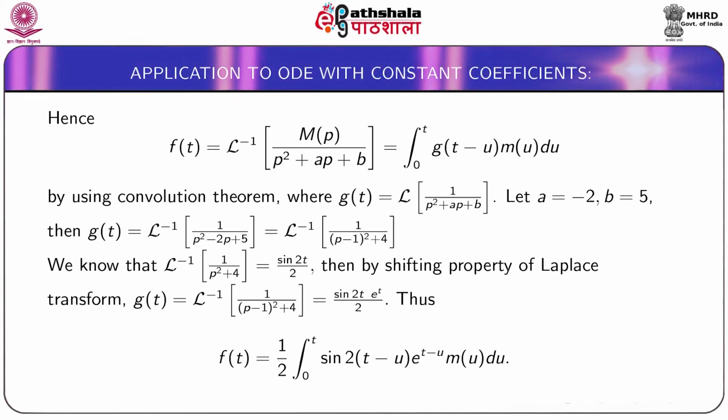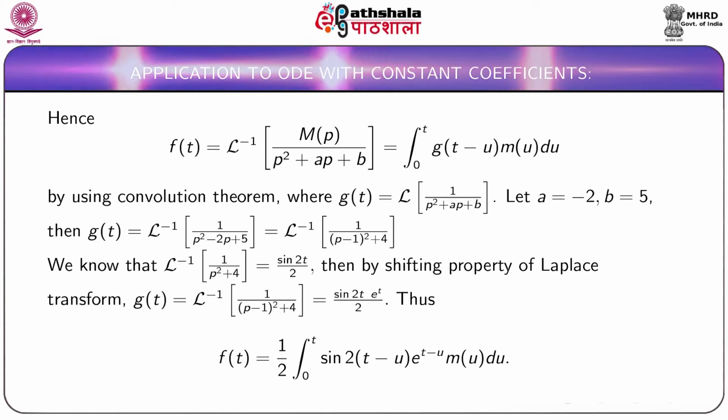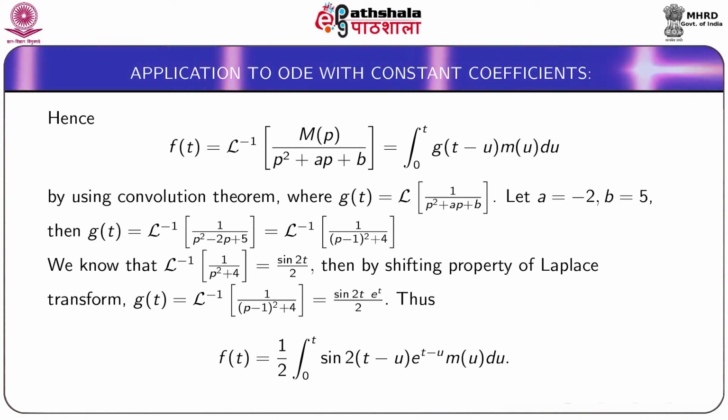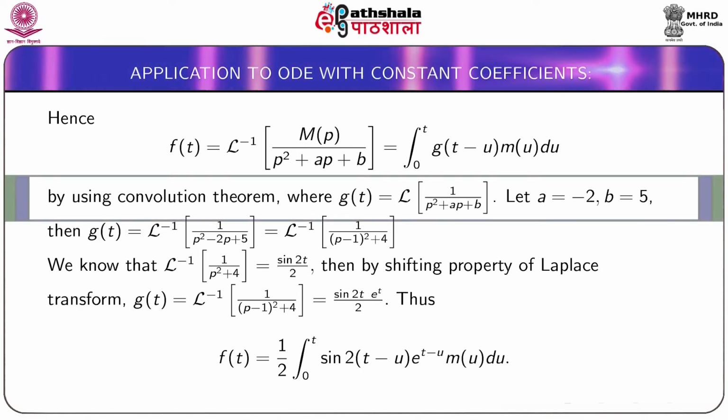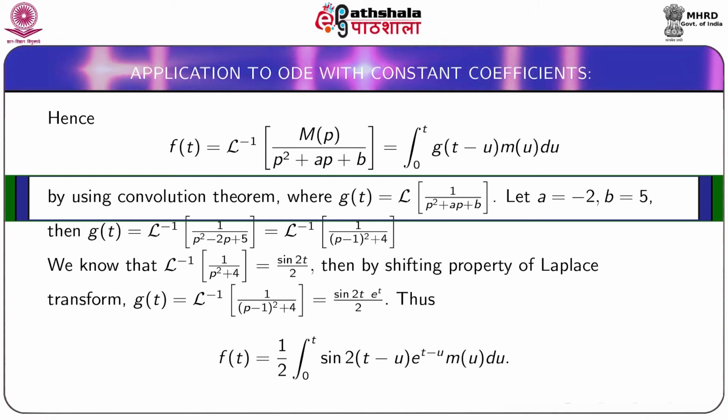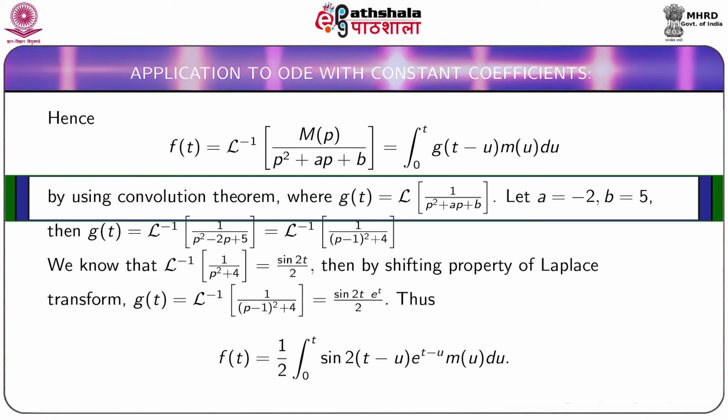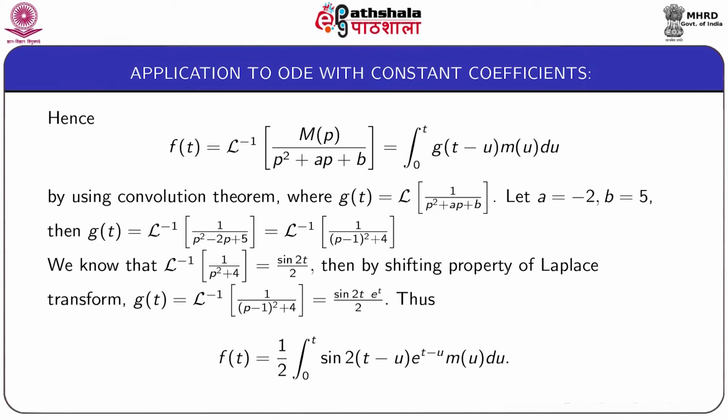Now, we know that M(p) is the Laplace transform of small m(t), and if we consider g(t) to be the Laplace inverse of the function 1 by (p square plus ap plus b), then we can use the convolution theorem to write small f(t) as integral from 0 to t of g(t minus u) m(u) du, and that gives the solution of the given differential equation.